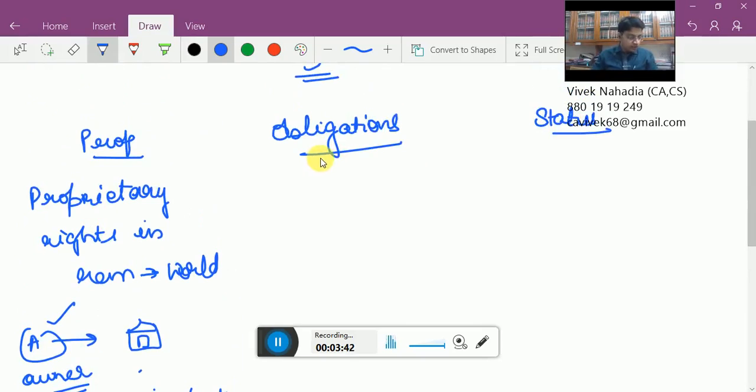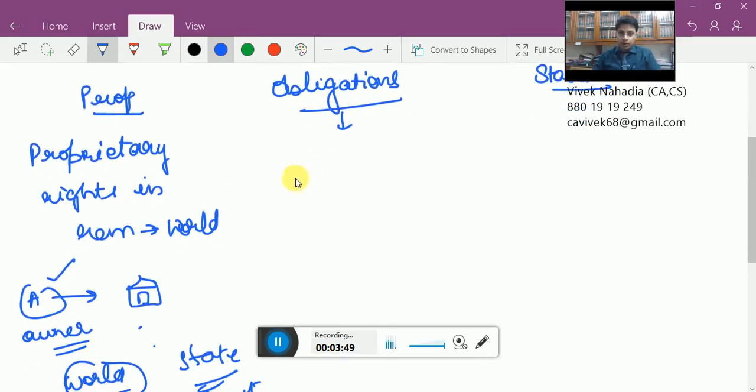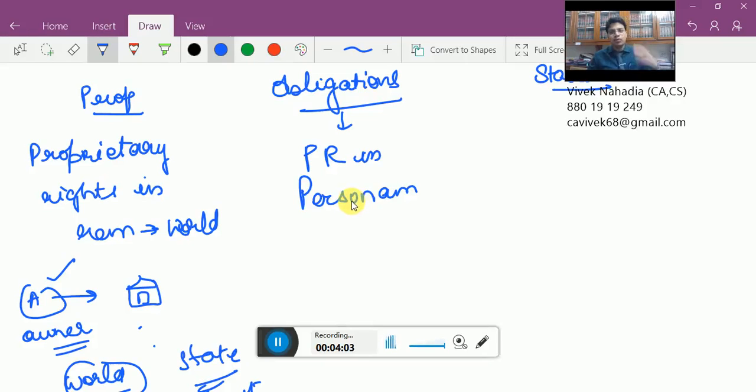Now we'll come to the law of obligations. Law of obligations deals with proprietary rights in personam. Here we talked about proprietary rights in rem. Here we'll talk about proprietary rights in personam. For personam we'll discuss again later, as we move ahead in the syllabus. The third one is the law of status. It deals with personal or non-proprietary rights, whether in rem or in personam.